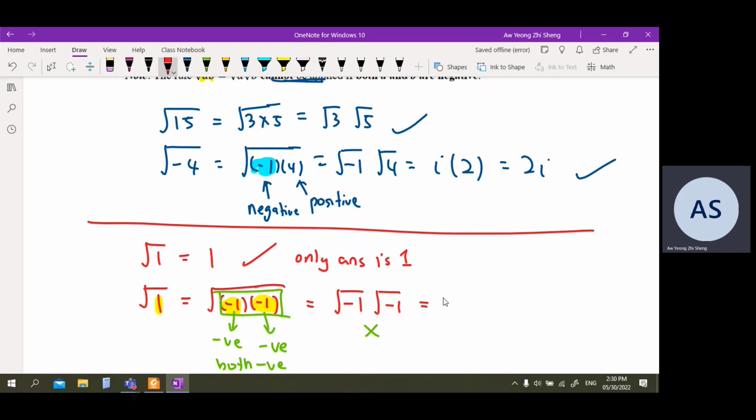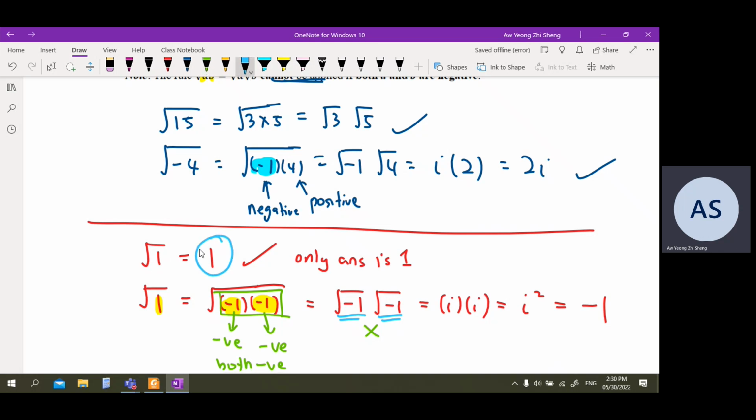Surd of minus 1 is i. The second surd of minus 1 is another i. So we can write i times i. I times i is i squared. But i squared, by definition, you can refer back to point number 2, is negative 1. But this negative 1 is different from the correct answer of 1.